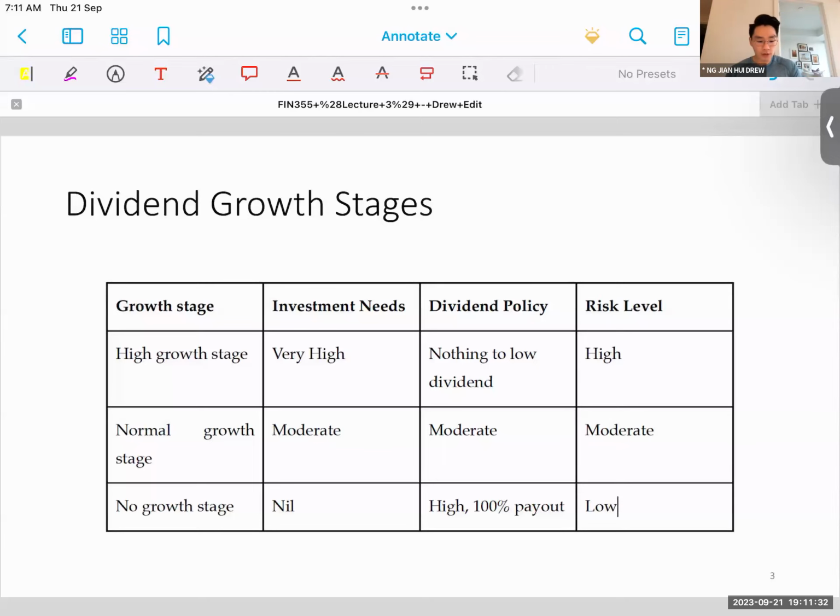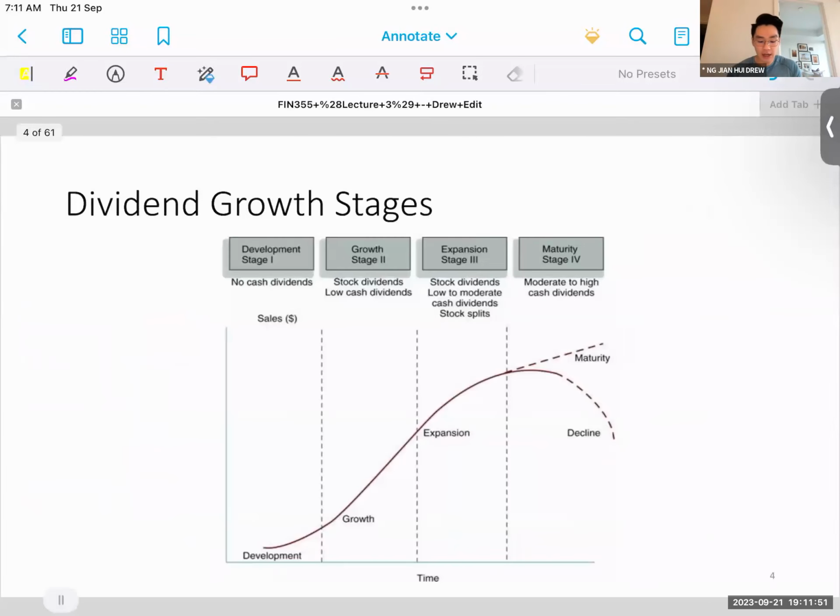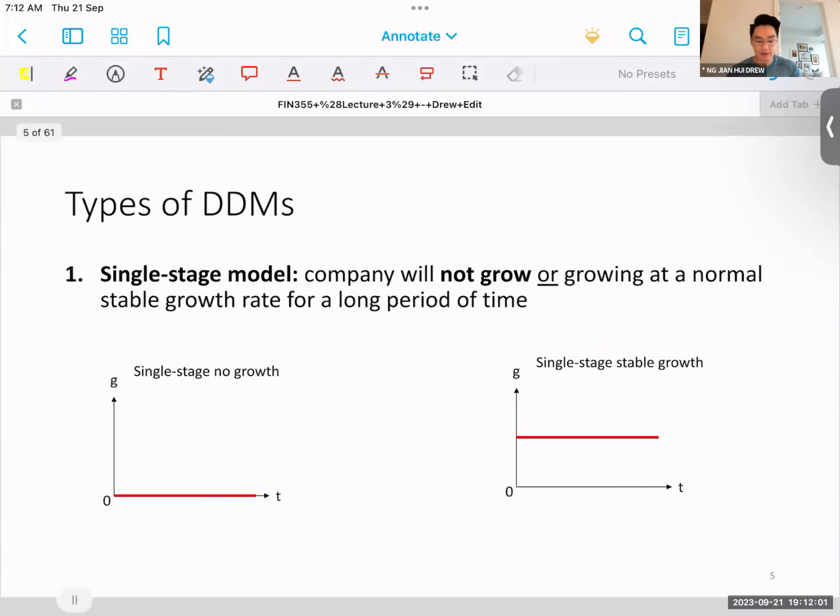So, all right. Going back to dividends, thanks for the question. Going back to dividends growth stage. So this is just a quick summary. Again, I want to highlight this is an important component because this is a characteristic that you need to realize exists, right? So no growth means 100% paid out. This is just a graph showing you the various stages of sales as the company grows. Right, I'll just move on.